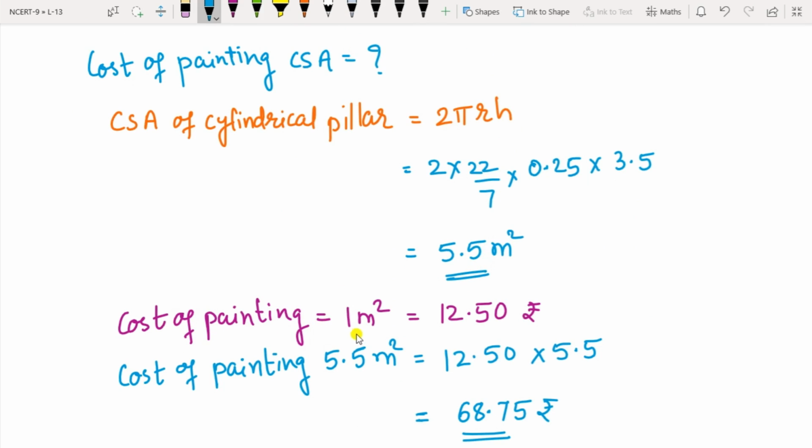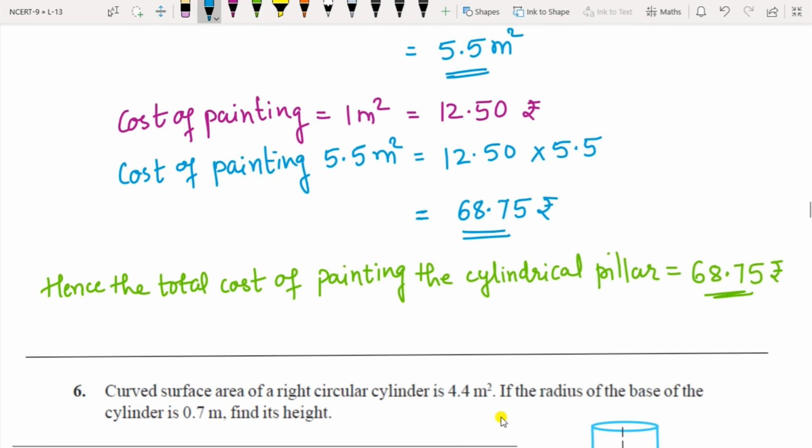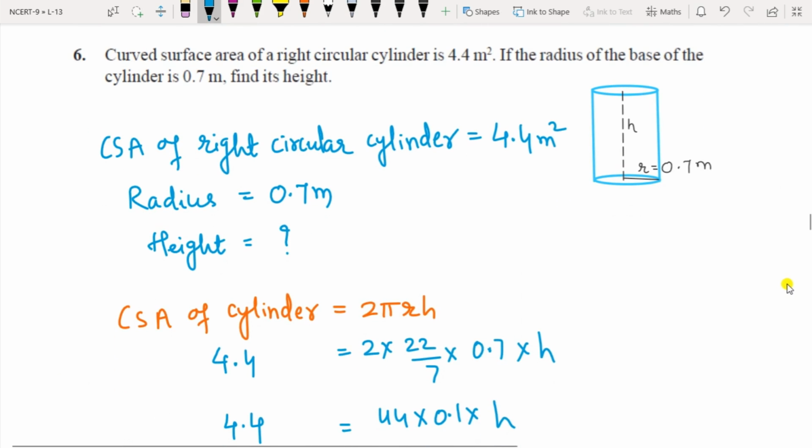The cost of painting is given as 1 meter square is 12.50. So the required area is 5.5 meter square. Cross multiply and you get the answer as 68.75 rupees. So the total cost of painting the cylindrical pillar is 68.75 rupees.